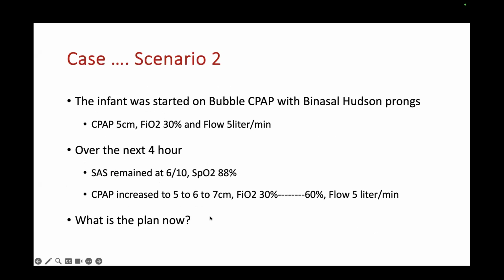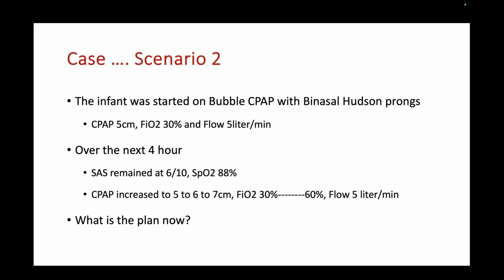So let us look at the same baby, but a different scenario. Assume that the baby was started on Bubble CPAP with the same binasal prongs, with the same pressure of 5, flow of 5, and FiO2 30%. But instead of the baby improving over the next 4 hours, the baby's SA score has decreased only from 8 to 6. Baby was having hypoxia.